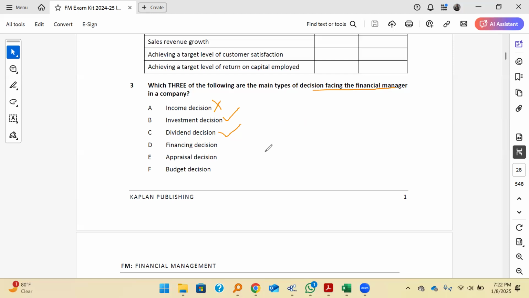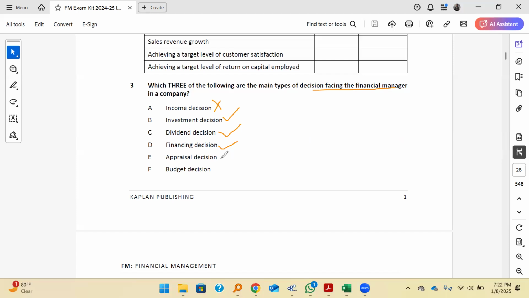That is okay. Then financing decision is one of those ones because as a finance manager, you need to get money to actually run your business. And then you need to ask yourself, should I use equity or should I use debt? So that is a decision.